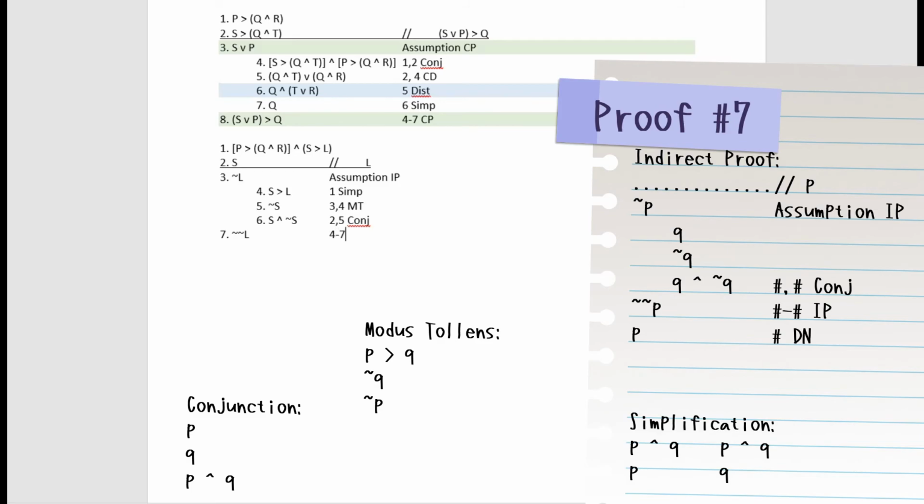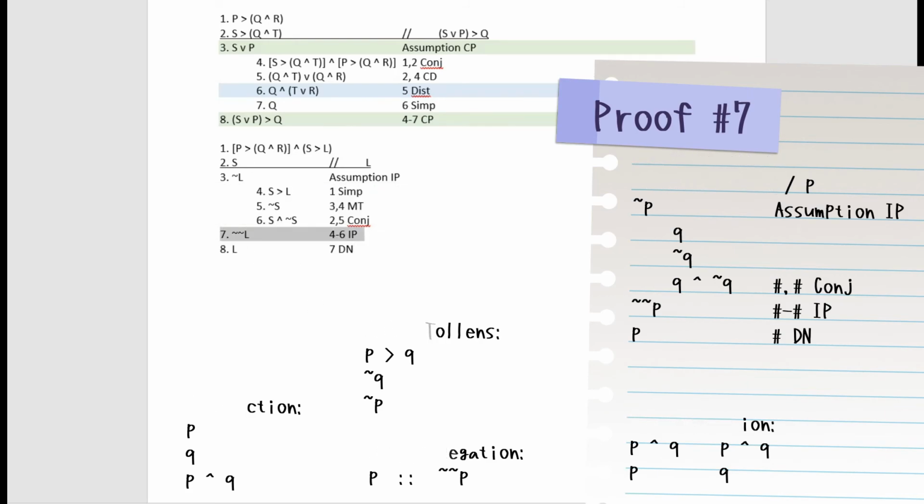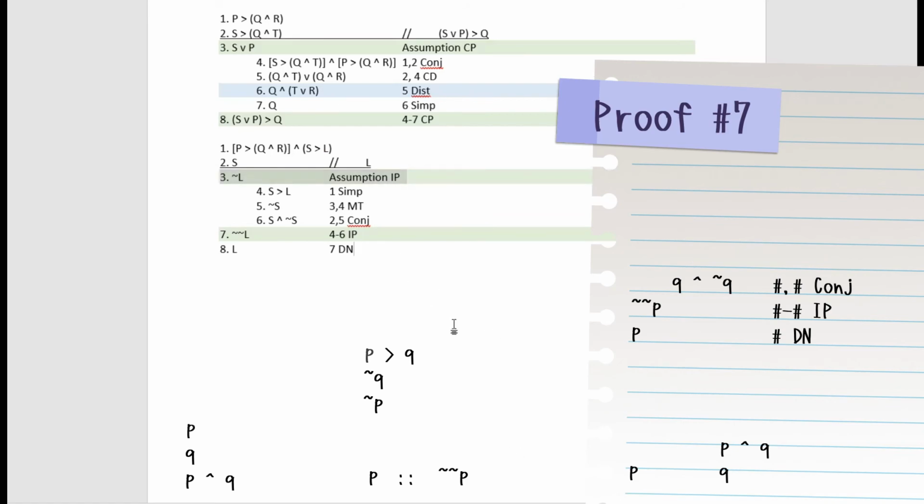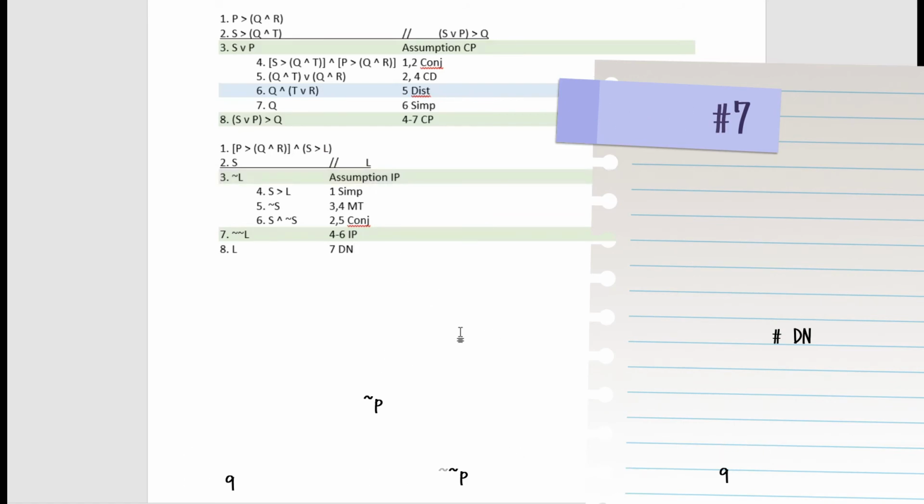4 through 6 IP. Now our conclusion is just L, and the IP gave you not L. You'll always end, like the last thing you'll do with a proof that you used IP, is a double negation to get rid of those extra negations. Bam, done. And that is IP. That's how IP works.